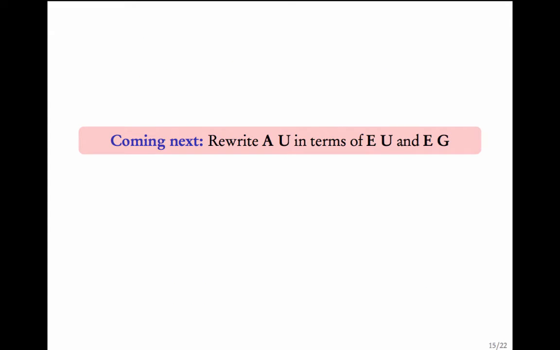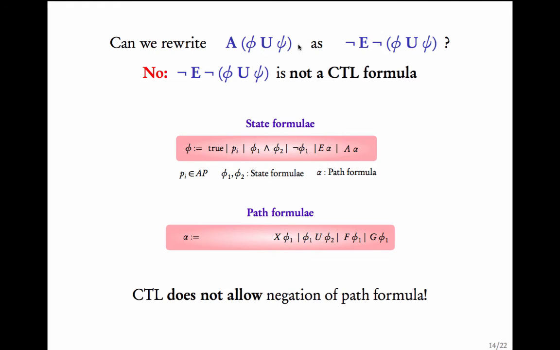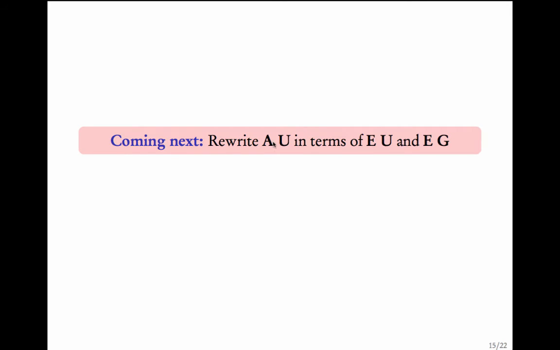Let's now try to write A of phi until psi. When I write AU, it just means A of phi until psi, and we will rewrite it using EU and EG. I mean, we will rewrite it in terms of some formula which uses E of phi 1 until phi 2 and EG phi 3. Okay, let's see how we are going to do it.